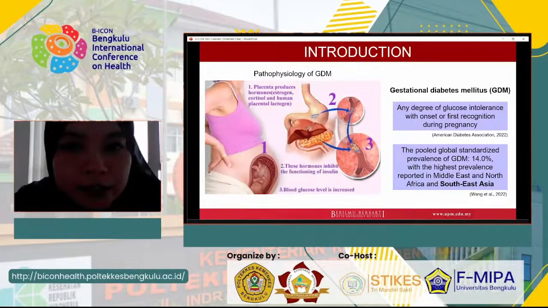A little bit on the clinical pathophysiology of GDM. During pregnancy, placental hormones comprising human placental estrogen, prolactin, cortisol, and growth hormone produce an insulin-resistant environment by stimulating a decrease in the phosphorylation of insulin receptor, and this leads to an increase in the blood glucose level.